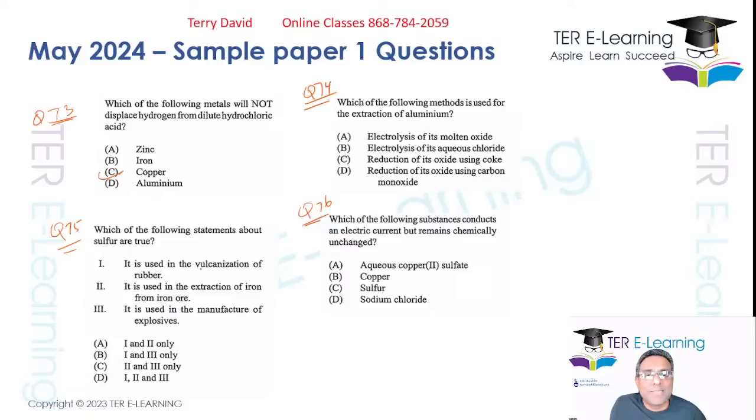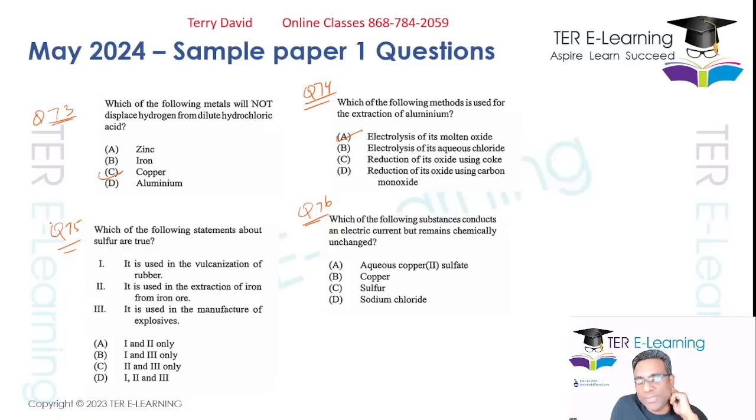Which of the following methods is used for the extraction of aluminium? Question 74. Right, 74, everybody saying A. Yeah, I agree. It's electrolysis. Aluminium is extracted by electrolysis. What about 75? Which of the following statements about sulfur are true?